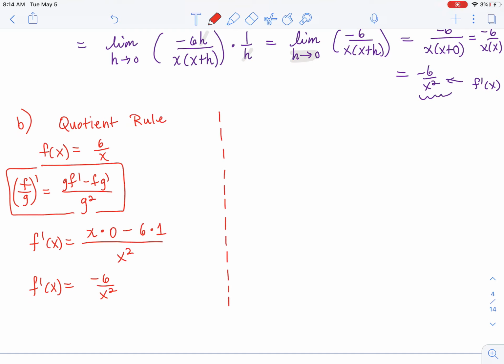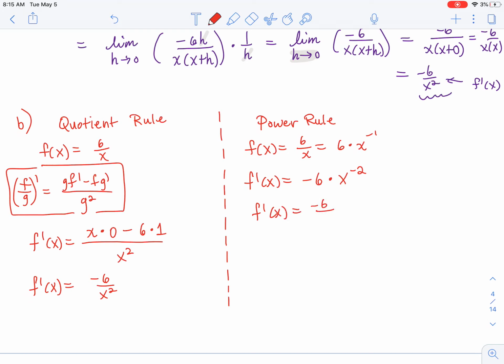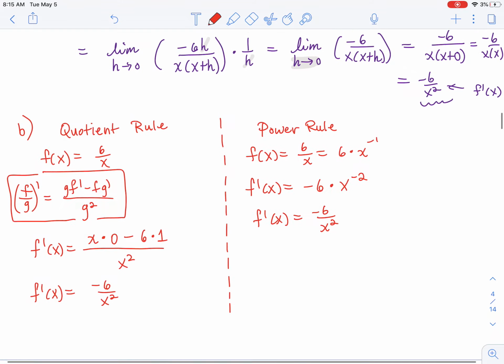But I really like rewriting it. I'd rather use the power rule, because of how easy it is to rewrite this f of x. Instead of 6 over x, I can rewrite this as 6 times x to the negative first power. So f prime of x is going to be negative 6 times x to the negative second power, which can be rewritten as negative 6 over x to the positive second power in the denominator, x squared in the denominator.